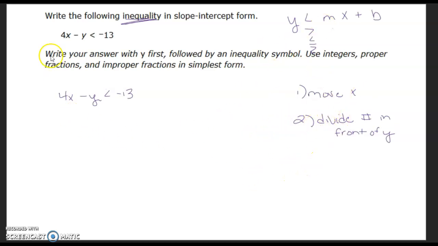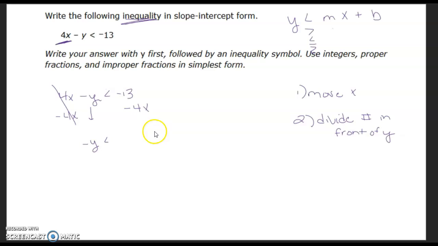Move x. So what that means is over here, the x is on this side, but on y equals mx plus b, it's on the right. So we need to get rid of 4x. So how we can do that is subtract 4x from both sides. And these end up canceling. So I'm just going to bring straight down negative y is less than. Now, we have negative 13 and negative 4x.